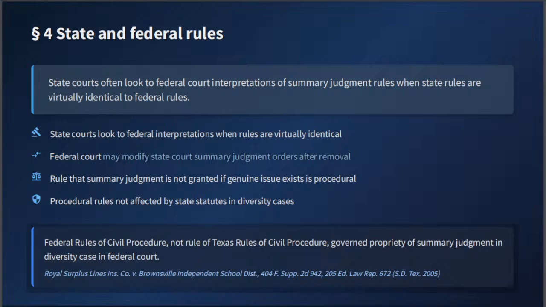Interesting. And a rule that summary judgment is not granted if a genuine issue exists is procedural. So that seems like something that is appealable. And procedural rules are not affected by state statutes in diversity cases. So when you have diversity jurisdiction, the procedural rules are not affected by the state statutes. So, state and federal rules: we see here the Federal Rules of Civil Procedure, not the Texas Rules of Civil Procedure, govern the propriety of summary judgment in a diversity case in federal court. So there's a good case there that shows it, and that's Brownsville Independent School District and the Royal Surplus Lines.